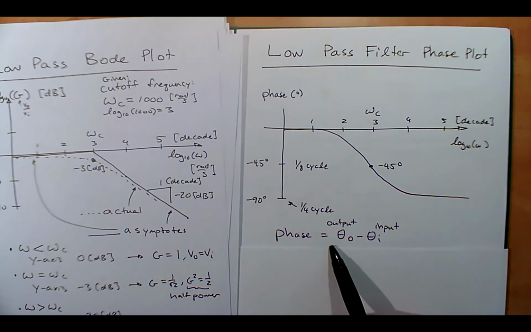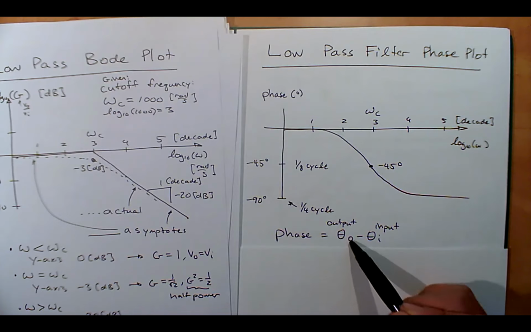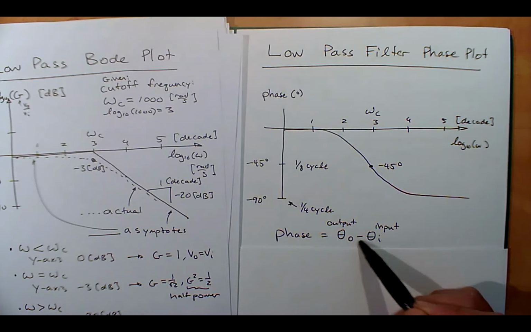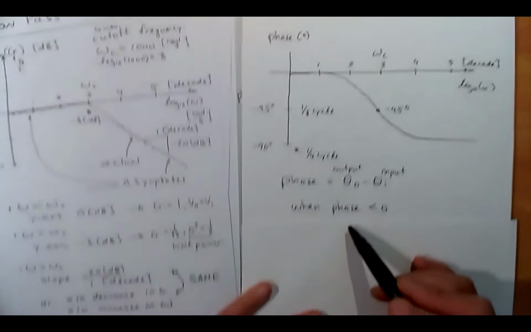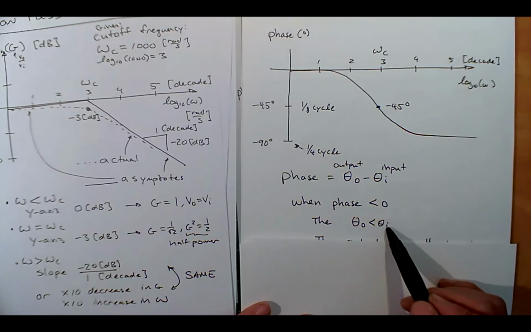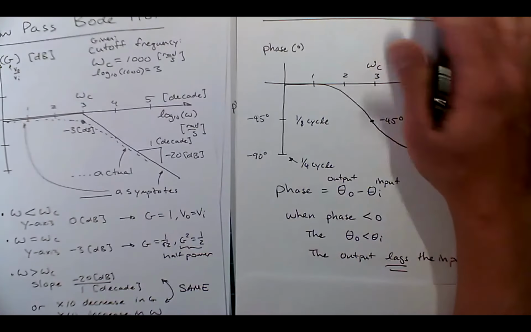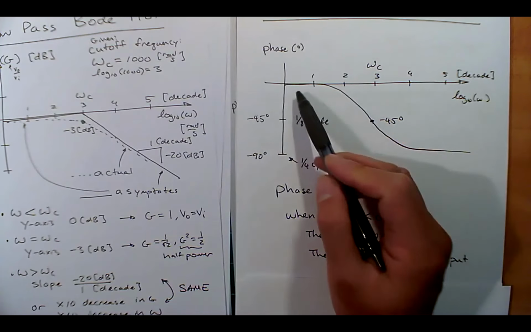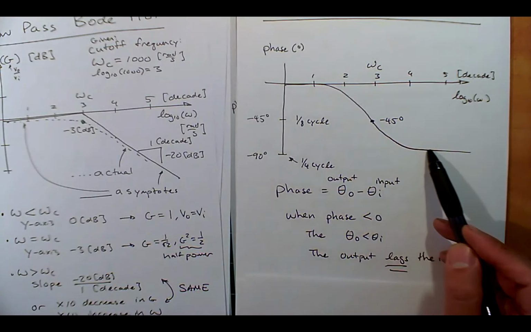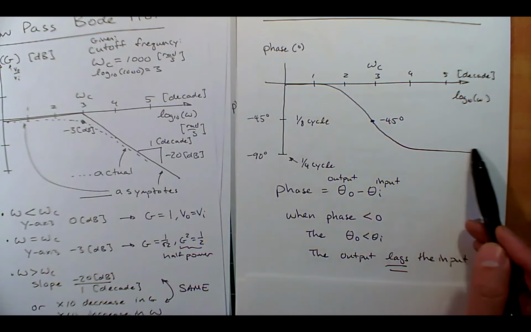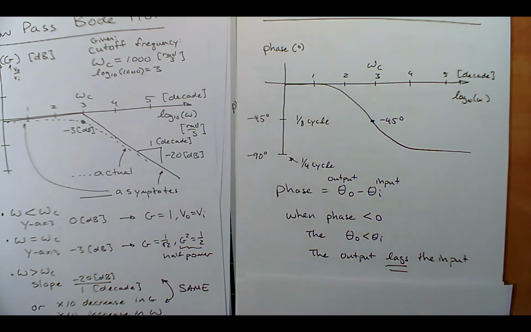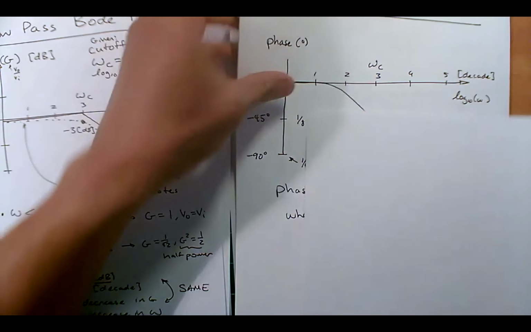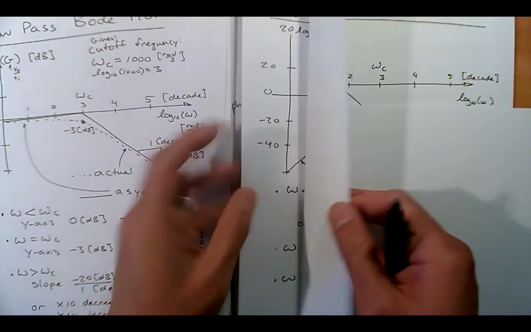And the phase is defined as the output phase minus the input phase. Minus, notice the minus. So when the phase is negative, and I said it before, the output is lagging the input, okay? And so here in a low pass filter, the output can lag the input by as much as a quarter cycle or 90 degrees. We'll see the opposite is true for the high pass filter, okay?